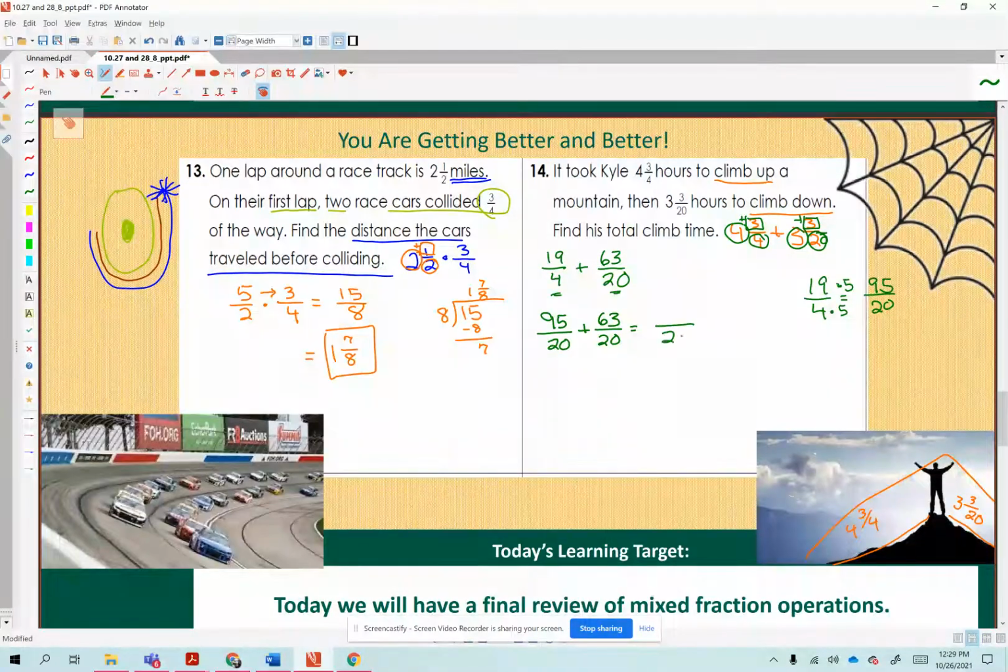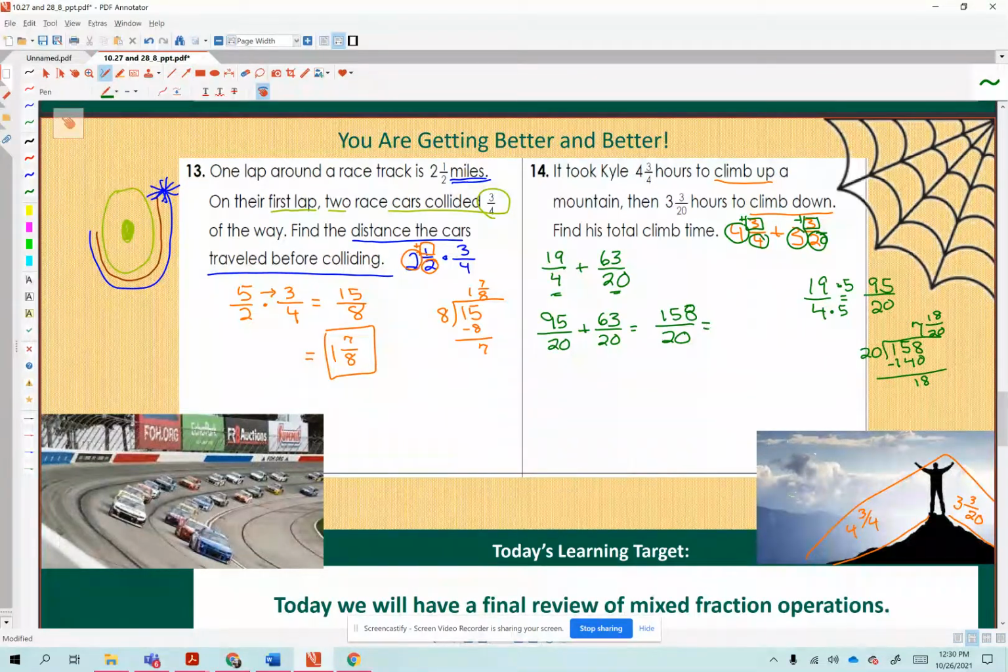So I have a denominator of 20 and a numerator of 158. So let's divide 158 by 20. And I know that 20 times 8 is 160. That's too big. So 20 times 7 is 140. And I subtract, that gives me 18/20.